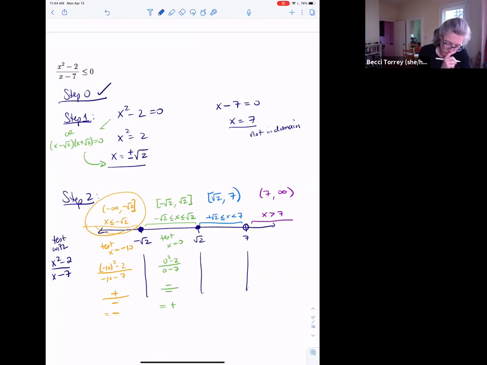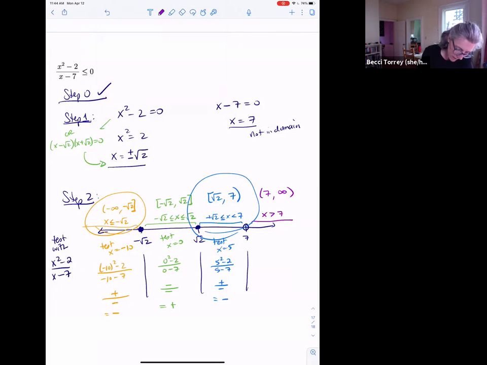Something between square root of 2 and 7. How about x equals 5? So we have 5 squared minus 2 over 5 minus 7. So 25 minus 2, so this is positive divided by negative, which is negative. So these guys are part of our solution.